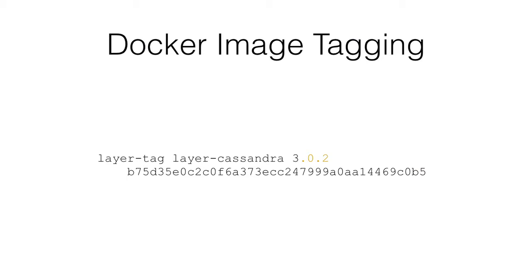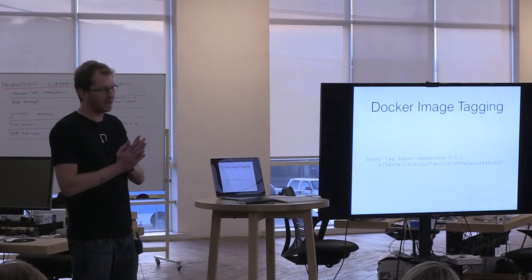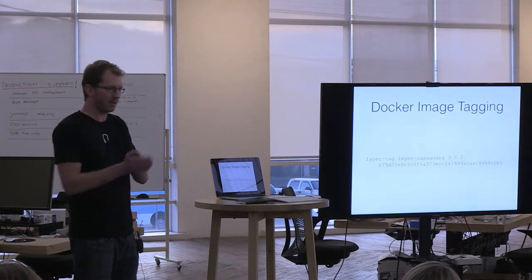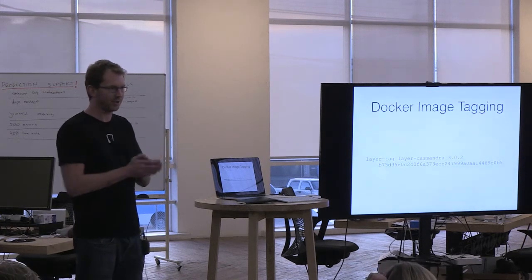And the tool looks just like that. If layer Cassandra is the name of the repository you're interested in, you're saying, I want version 302 at this commit. As long as there exists both a Git commit and a Docker tag that match that hash, it'll happen.